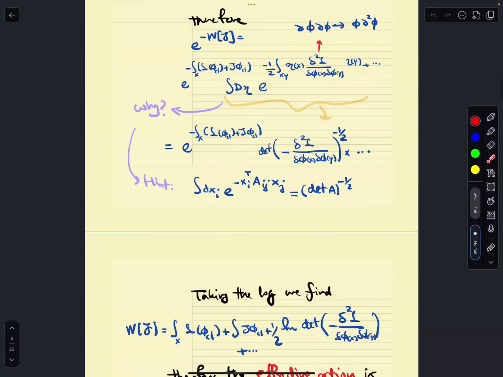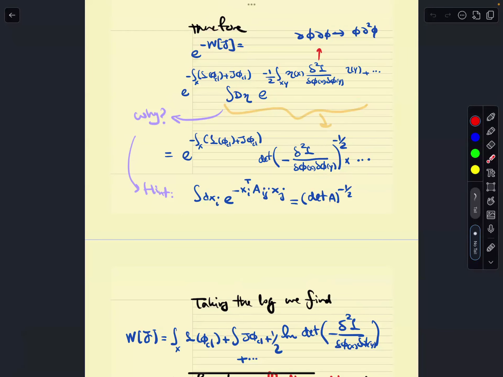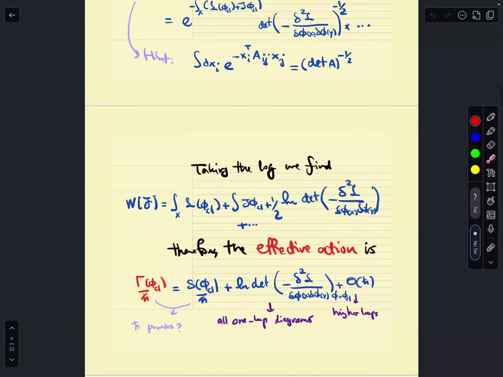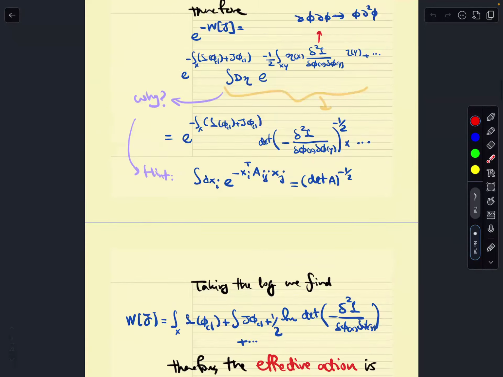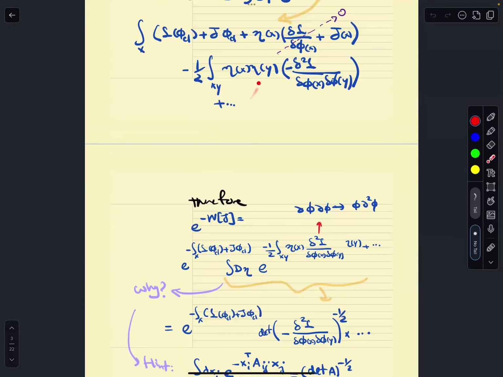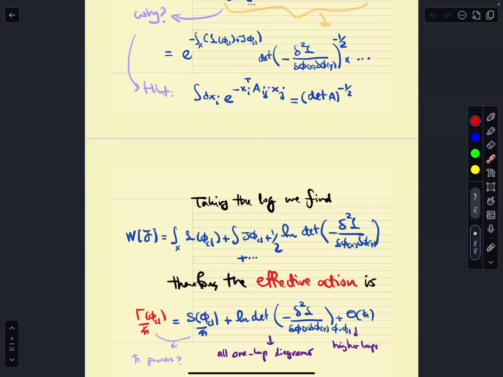Next, what we do is we take the logarithm to find the W of J. This is the generating functional of the connected correlators. So there will be a classical piece. This is the integral, with a minus sign, right? I'm taking the derivative of the log, and a minus sign. You get the integral over x of the on-shell value of the action plus J phi classical, plus half the logarithm of the determinant of this operator, whatever that may be, plus higher order terms, right? Because this is just a Gaussian piece, there are higher order terms that have dropped. So there will be higher order terms here.